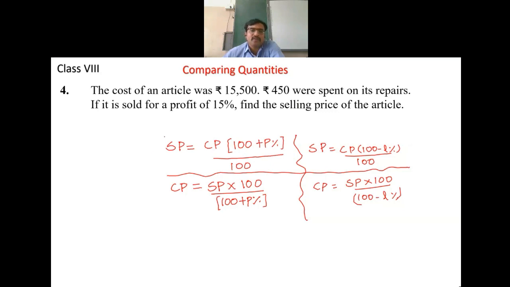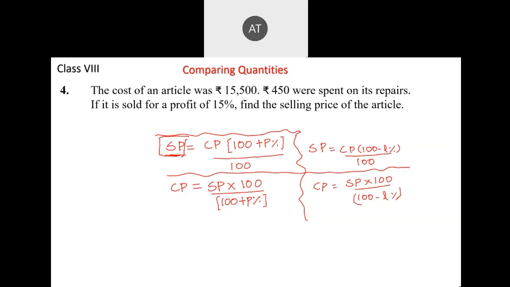Before that, I want you to observe this SP and CP. The number of letters involved in SP is more than the number of letters involved in CP. So whenever SP is to be found, in the numerator the number of characters will be more: CP into 100 plus profit percent. In the denominator, it's just 100. This is how I remember this formula.